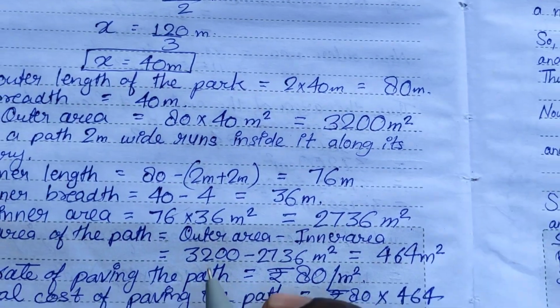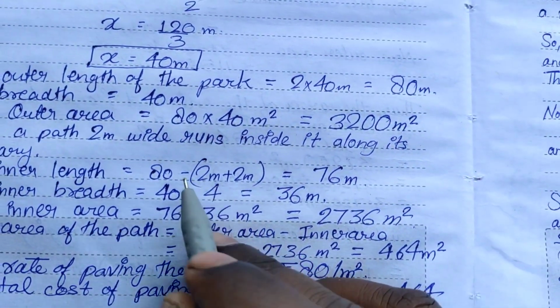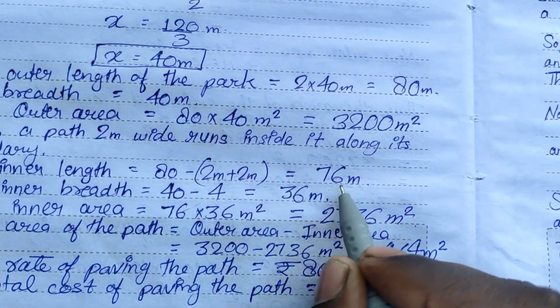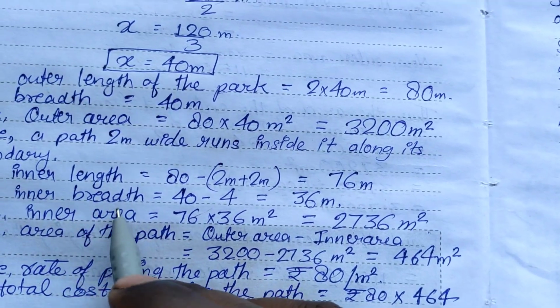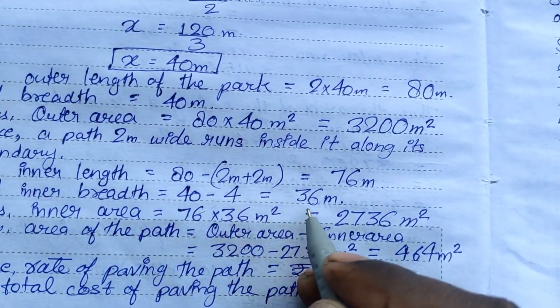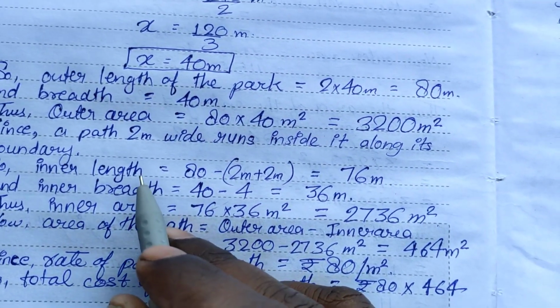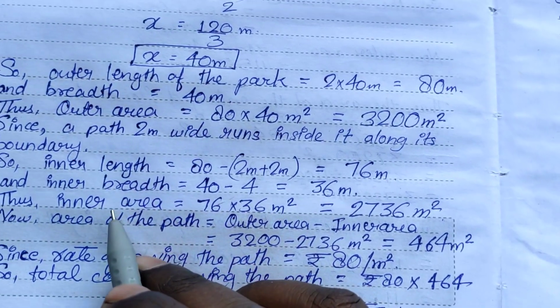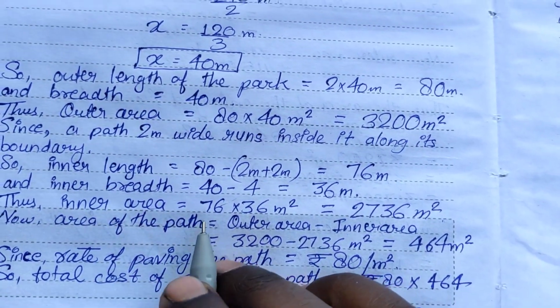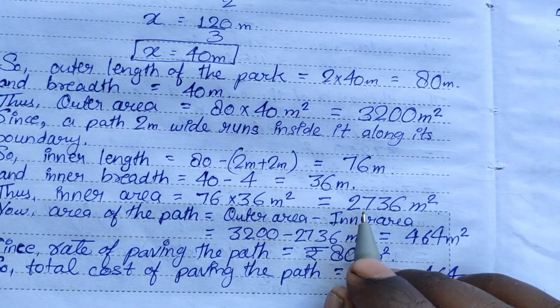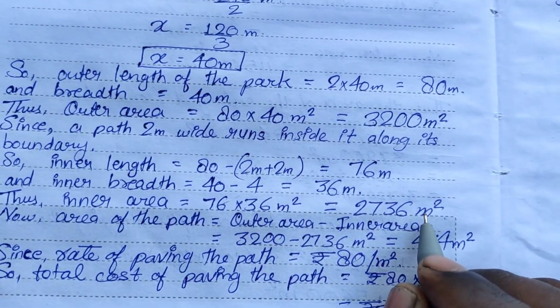So that's why we have to subtract 4 from 84 meter, from 80 meter. We have 76 meter. Same goes for breadth also. 40 minus 4, we have 36 meter. Now we have inner length and inner breadth, so find the inner area. Inner area goes like length into breadth. We have 2736 meter square inner area.